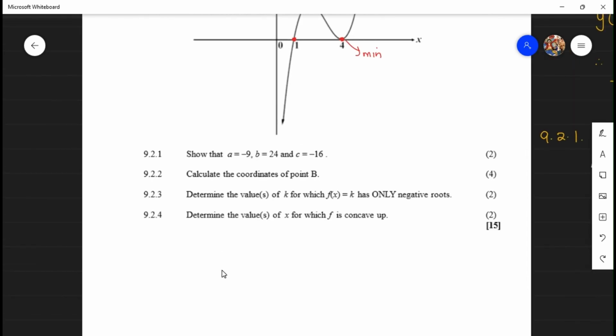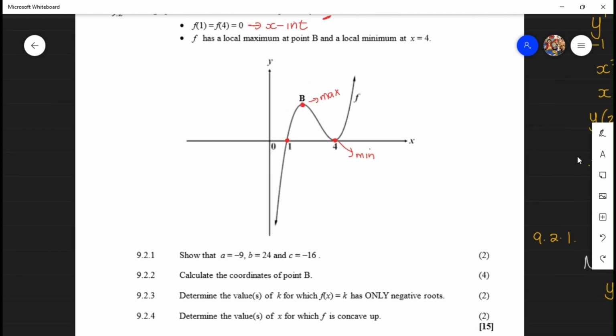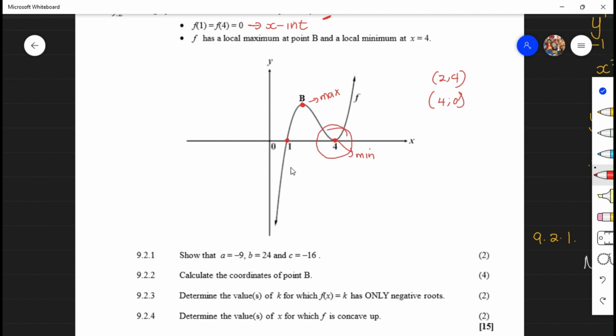Question states calculate the coordinate of B. So we found two coordinates. The two coordinates that we found were 2 and 4, and 4 and 0. As you can see, the coordinate of 4 and 0 is this x-intercept slash stationary point that I've circled. So that is not the coordinate of B.